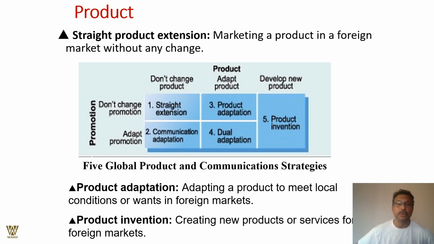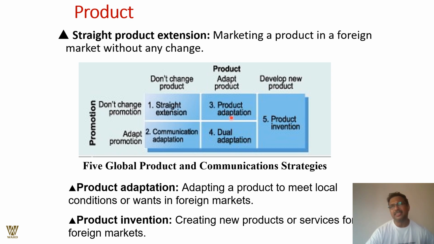What are we looking into? We need to understand that if there are no changes in product or promotion, it is straight extension. But if there is no change in the product, but they adapt, as I said with McDonald's serving beer, it's a communication adaptation. Similarly, when the product has been adapted and there's no change in promotion, probably this is what we are looking into.